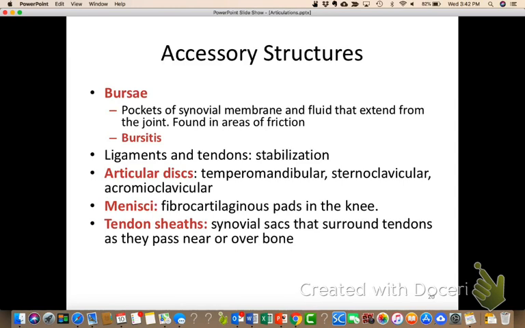And then remember, the tendon sheaths are little extensions of synovial membrane surrounding tendons that otherwise might create friction. So bursa can get inflamed and cause bursitis. Tendon sheaths can also get inflamed, and they cause what we call tenosynovitis. You might know it as carpal tunnel syndrome.